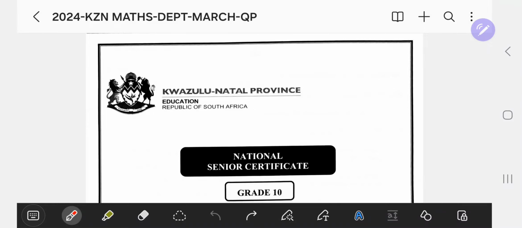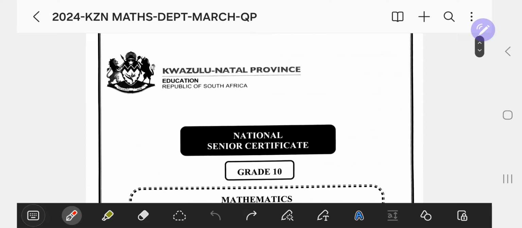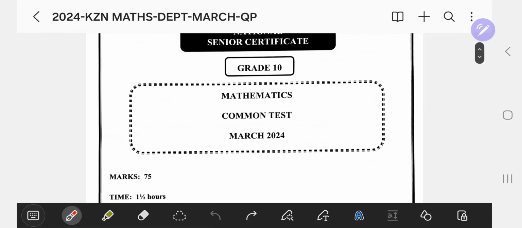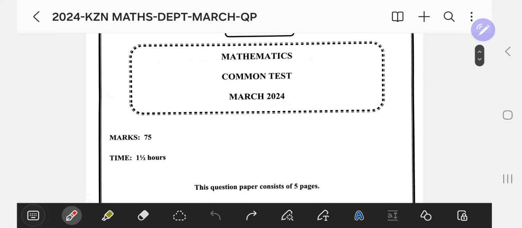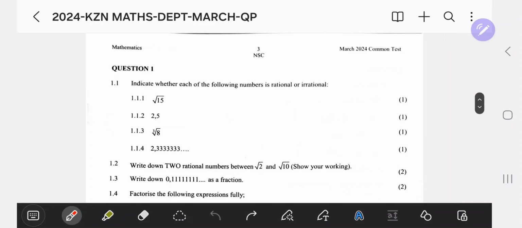In this video, I'll be working through the KwaZulu-Natal Maths Common Test March 2024 paper for grade 10. This was for 75 marks and it was 1.5 hours long. So the good thing here is that the sections last year were the same as this year. It was algebra and trigonometry.